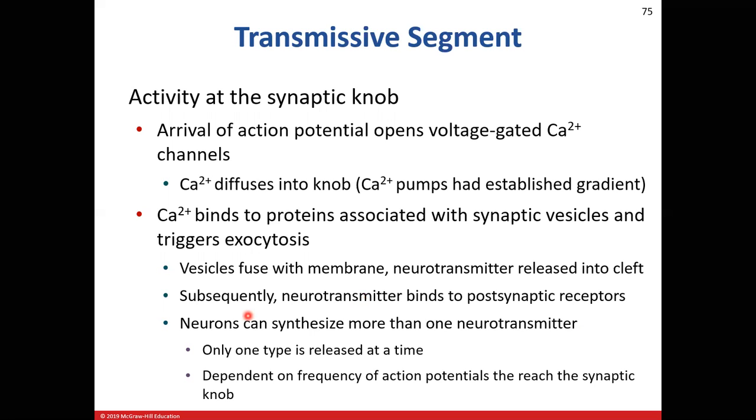And again, we find out that neurons can actually synthesize more than one neurotransmitter. However, only one type is going to be released at a time. So it's going to depend on whether the neuron is trying to generate an excitatory response or an inhibitory response. And whichever neurotransmitter is released is dependent on the frequency of the action potentials that reach the synaptic knob. So how fast they're coming in tells us what neurotransmitter we need to release.